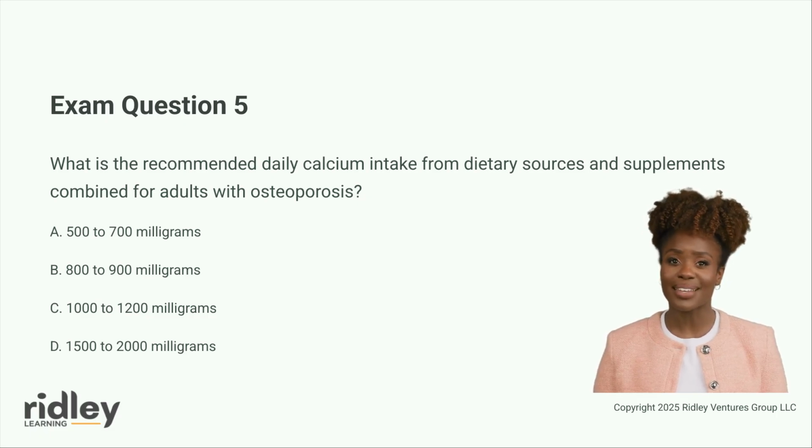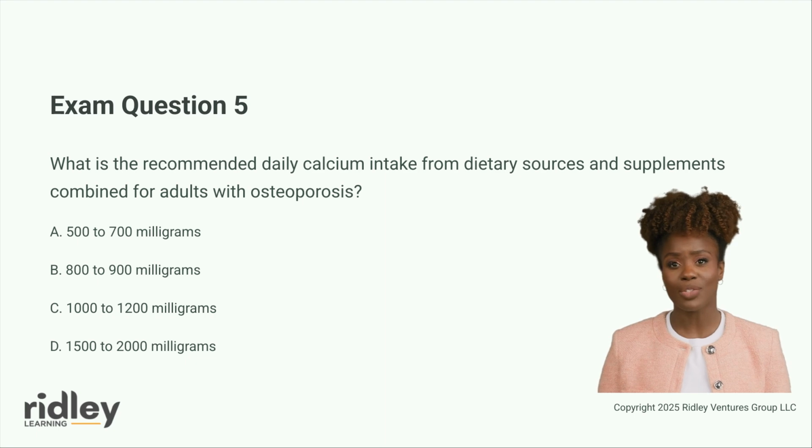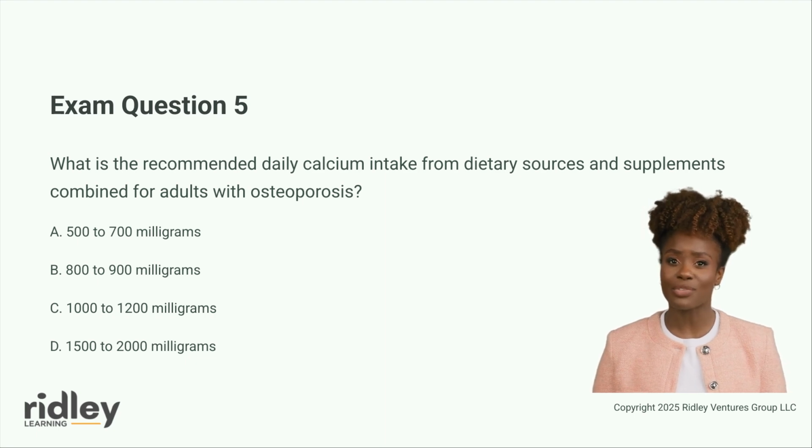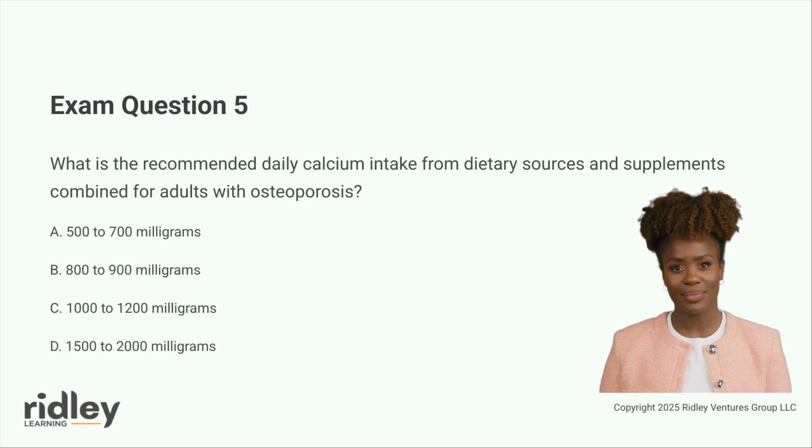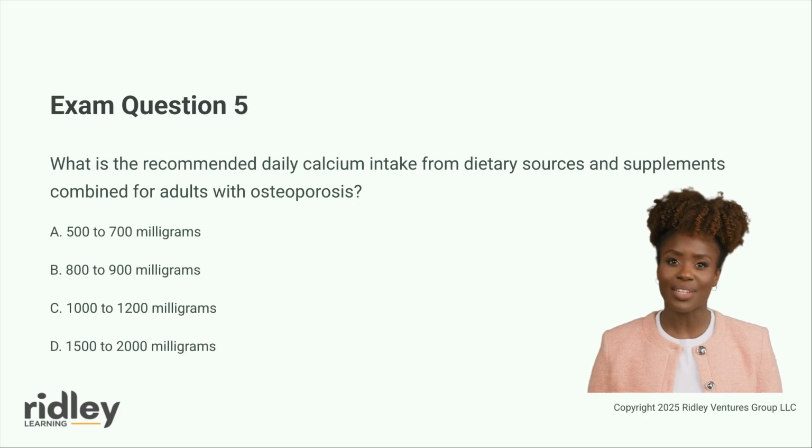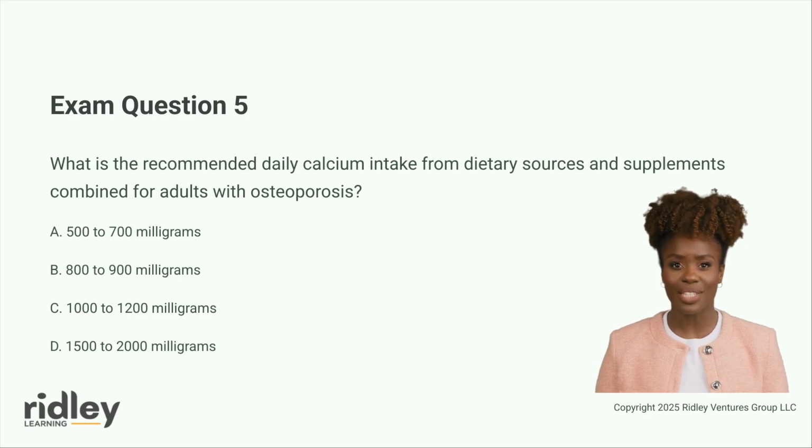The recommended daily intake of 1,000 to 1,200 milligrams reflects guidelines from major medical organizations, including the National Osteoporosis Foundation and the Endocrine Society. Postmenopausal women and adults over age 70 are generally advised to aim for the higher end of this range at 1,200 milligrams daily.